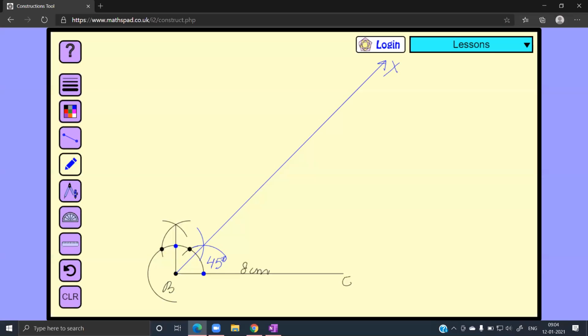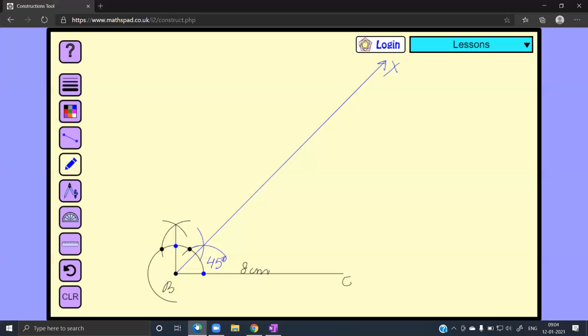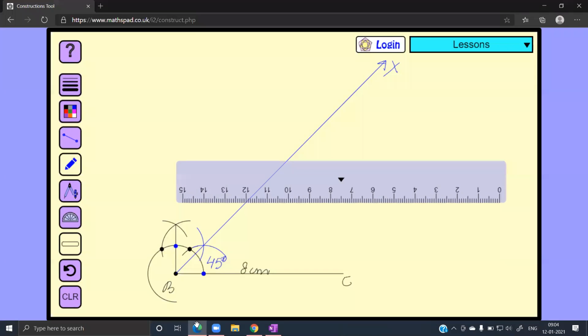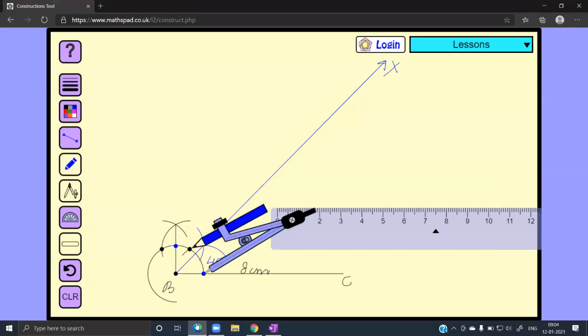After this, if you remember, what's the next step? We have used the base side. We have used the base angle. Now we have to use the difference. We will be cutting off 3.5 centimeters along the arm of the angle. So with the help of your compass, radius 3.5 centimeters, draw an arc along BX and obtain point D.